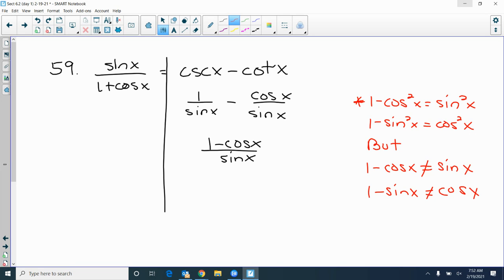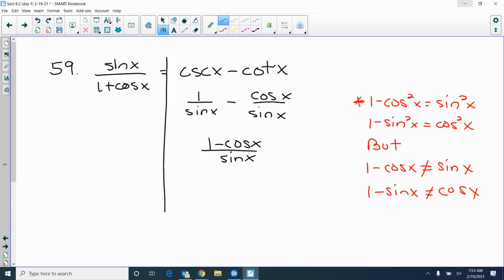All right, Alex, any ideas from here? Does the 1 minus cosine of x turn into? All right, we're kind of stuck, right? This is where that step 5 comes into play, and it says use conjugates. So if you got a binomial somewhere, you want to try to multiply the top and bottom by that.